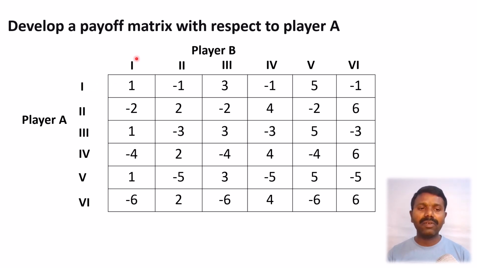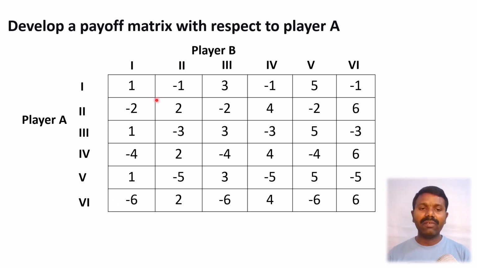At that time, if player B also plays the number 1, then 1 plus 1 becomes 2, so A will gain 1 because player B's number is 1. Again, if player A gets 1 and player B gets 2, the sum becomes an odd number. Odd means player A will lose 1 rupee, which is why it is minus 1, because we are making this payoff matrix with respect to player A.